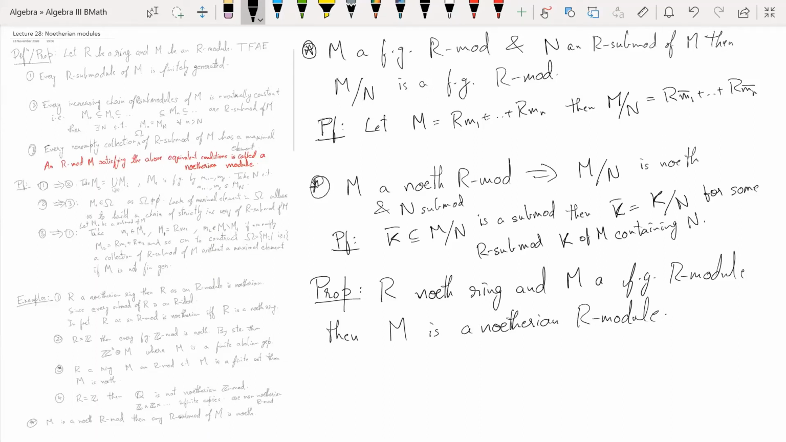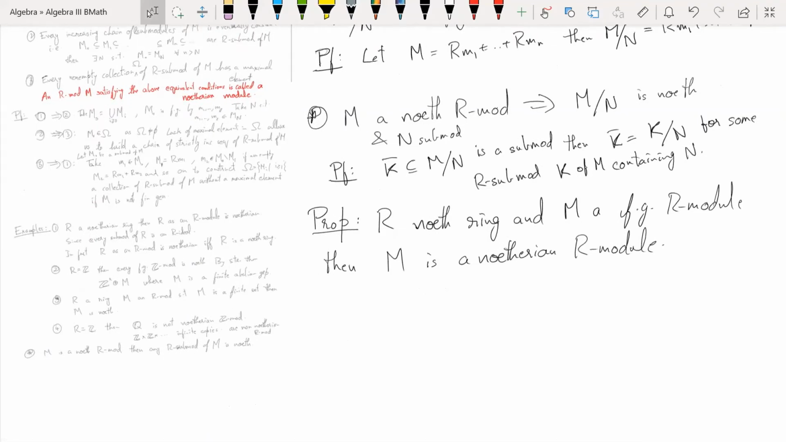Now for Noetherian rings, finitely generated and Noetherian are the same. Of course, if M is Noetherian, then it is automatically finitely generated. The converse is the difficult part. So the proposition is: if R is a Noetherian ring and M is a finitely generated R-module, then M is a Noetherian R-module. We'll see a proof of this, but maybe let's take a break. We'll reconvene at 12:05 and complete the proof.